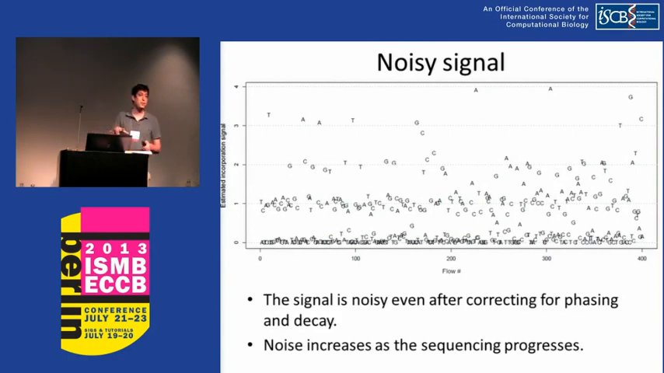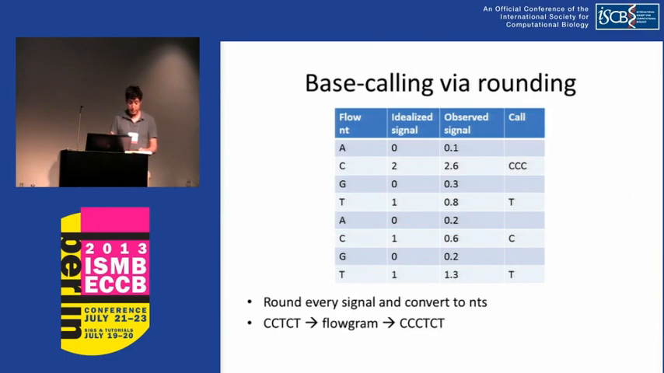So basically, the problem of base calling with IonTorrent is taking this flowgram and converting it into a sequence, a read. IonTorrent do this really straightforwardly. This is similar to what's been going on with 454. They apply a rounding scheme.